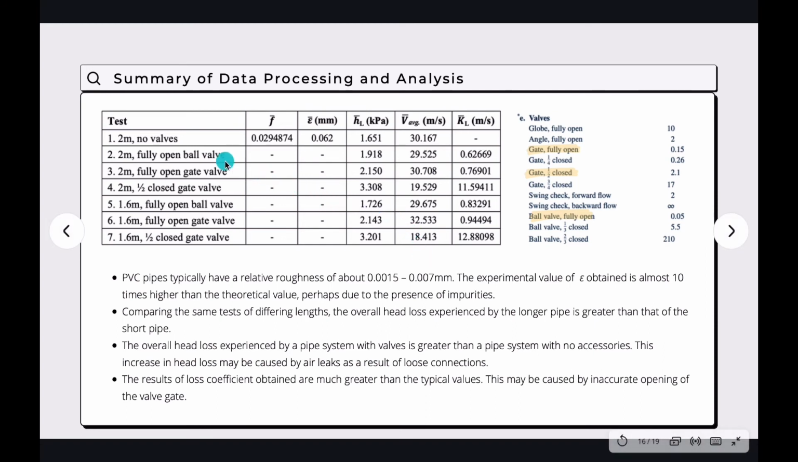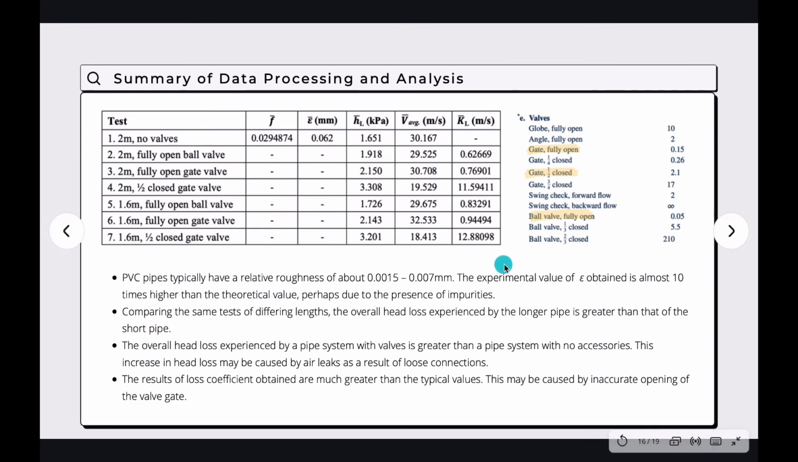It can also be seen that the overall head loss experienced by pipe systems with valves is greater than that of the pipe system with no valves. The presence of valves and the assembly of the pipe installation causes this increase in head loss, as air could possibly leak through any loose holes or connections.